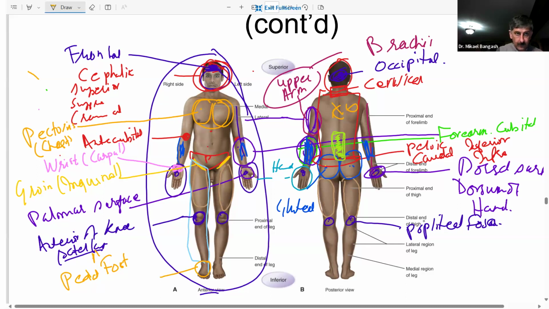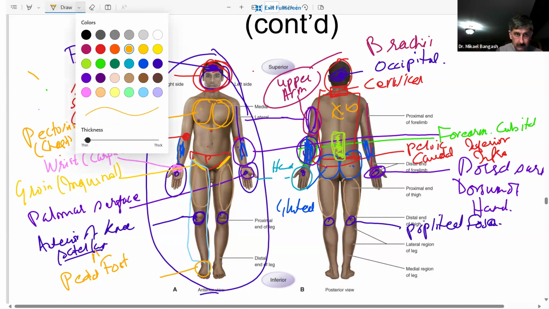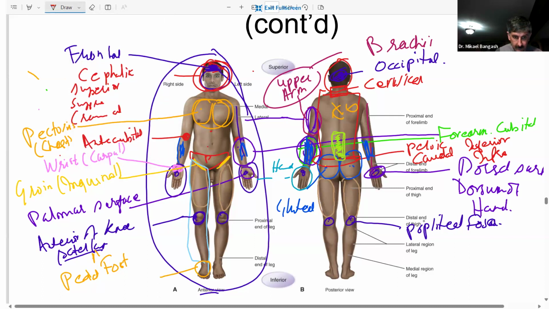Now let's just get to the foot. All that's not that clearly visible here, but all this region here is what we can call tarsal, which is just a technical word for ankle. Okay. Good.